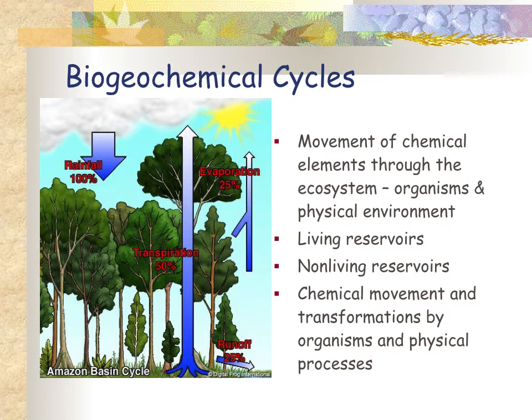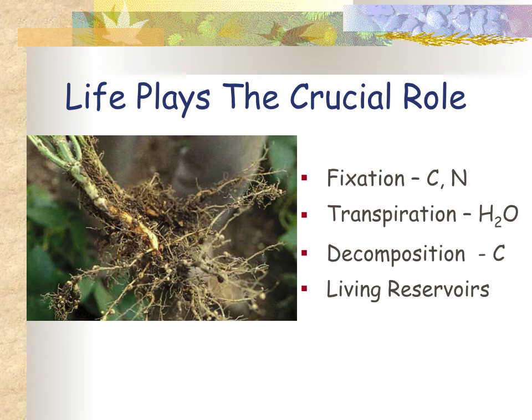And another large amount of that water is lost through evaporation back into the atmosphere. And then some is lost as runoff. In biogeochemical cycles, living organisms can serve as a reservoir, storing nutrients, and you have non-living reservoirs like the soil. And then the atmosphere can serve as a flux. But in nutrient cycles, it's important to recognize life plays an important role.